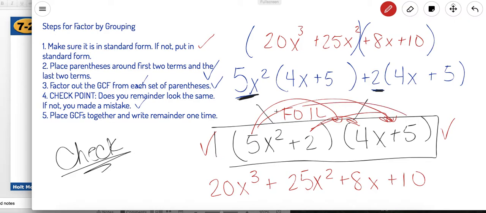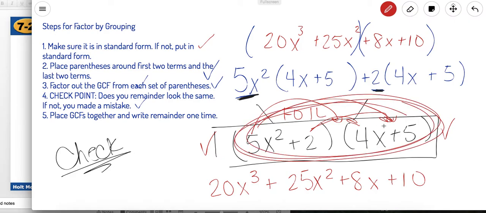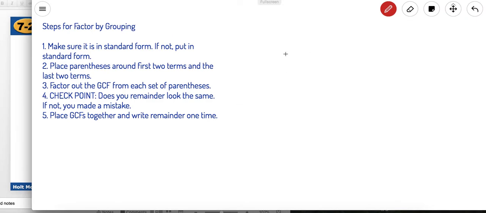So this piece right here, that's my answer, not this. This was just to check my work. This is my answer. Okay, your answer should always be 2 sets of parentheses. Okay.